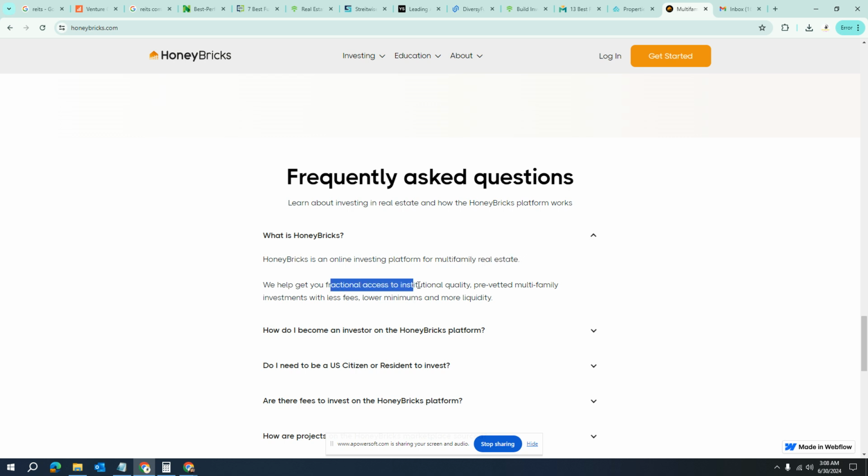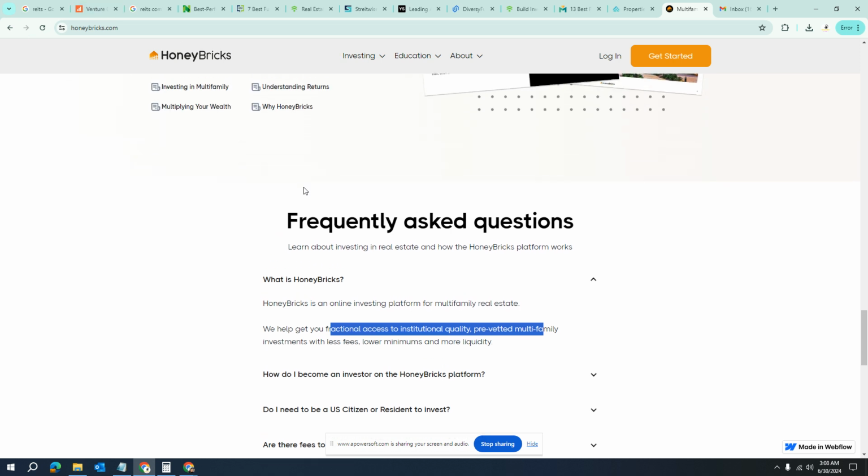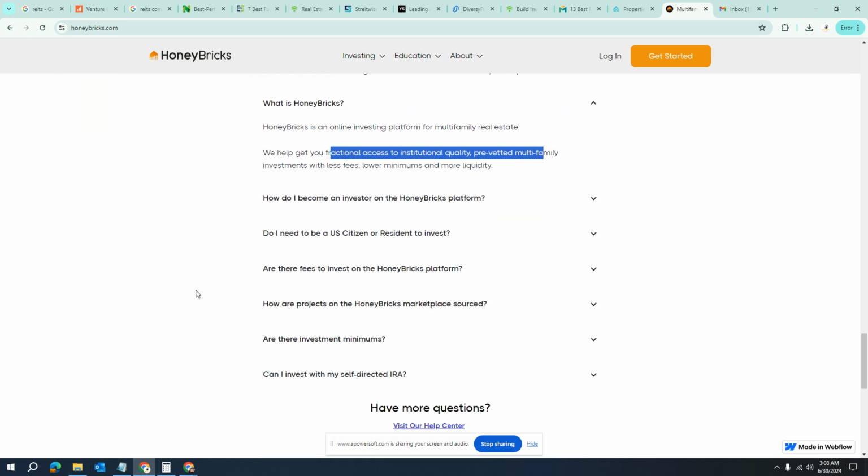It helps you get fractional access to institutional quality pre-vetted multifamily investment with less fees, lower minimums. So if you don't want to go through the trouble of trying to get a rental property, manage it, and deal with the other fees associated with that, a lot of these platforms are already doing that. So it's just sit back, relax. Who doesn't want to get paid and just sit back, and you don't really have to do much. You're just making your money work for you, right? That's what most people want to do, is get passive income.